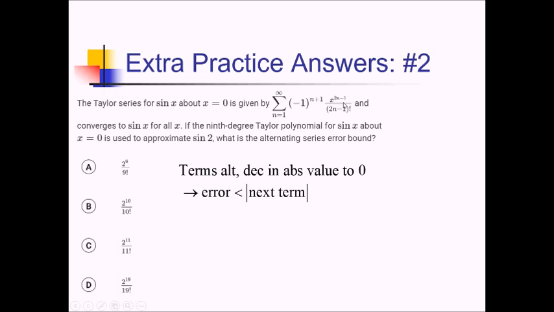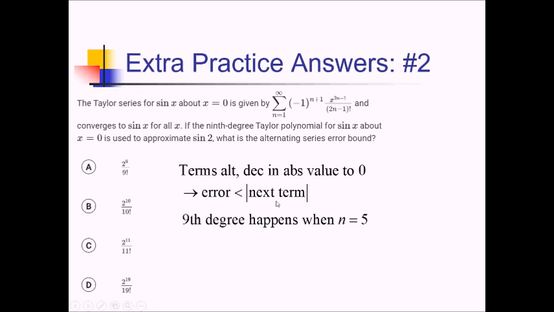Taking a look at this formula, the degree is basically the exponent on the x. You're not going to get to the 9th degree until you have an n value of 5, because 2 times 5 minus 1 would give you the 9th power here. So 9th degree happens when n is 5. That means for the next term, we're going to have an n value of 6, 5 plus 1.